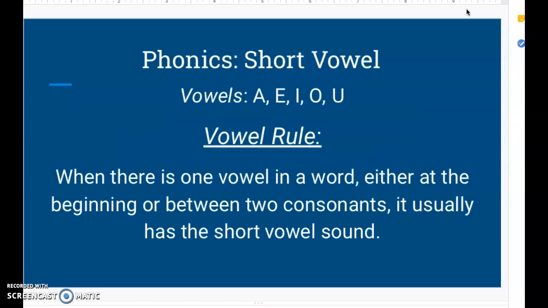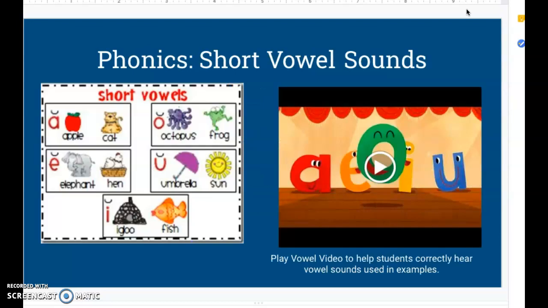Our vowels are A, E, I, O, and U, and the rule that we follow is when there is one vowel in a word, either at the beginning or between two consonants, it usually has a short vowel sound. So we know we have the vowel A, the vowel E, the vowel O, the vowel U, and the vowel I.